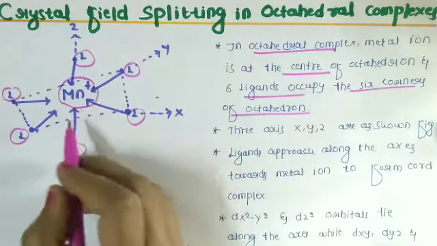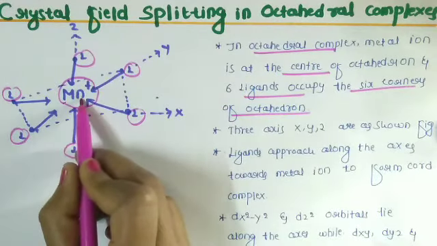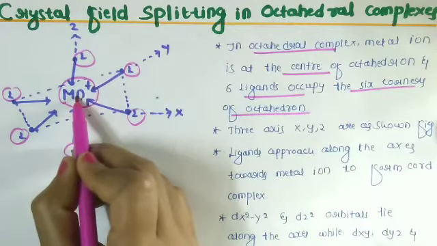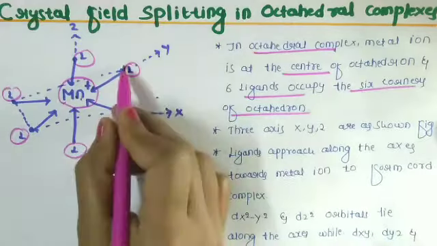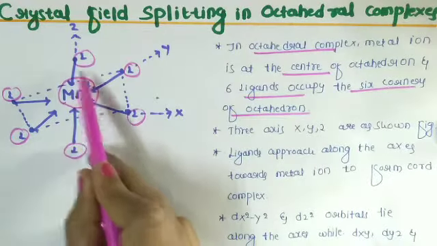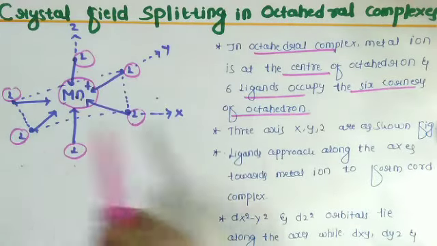Okay, see here, the metal ion is at the center and it is surrounded by a number of ligands. So these are ligands 1, 2, 3, 4, 5, 6.